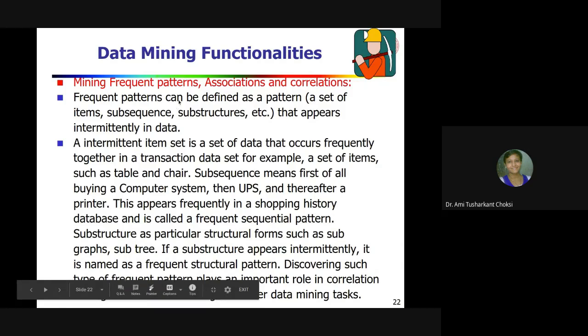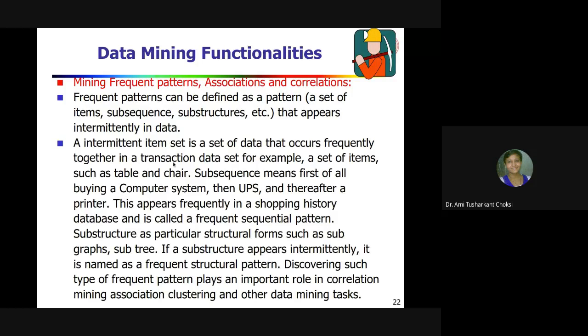Let us know more about the characteristics of functionalities, right? Data mining functionalities. So what is next? Mining frequent patterns, associations, and correlations. What is that? Let's see. Frequent patterns can be defined as a pattern, a set of items, subsequences, substructures, etc., that appears frequently in the data. What do we mean to say?